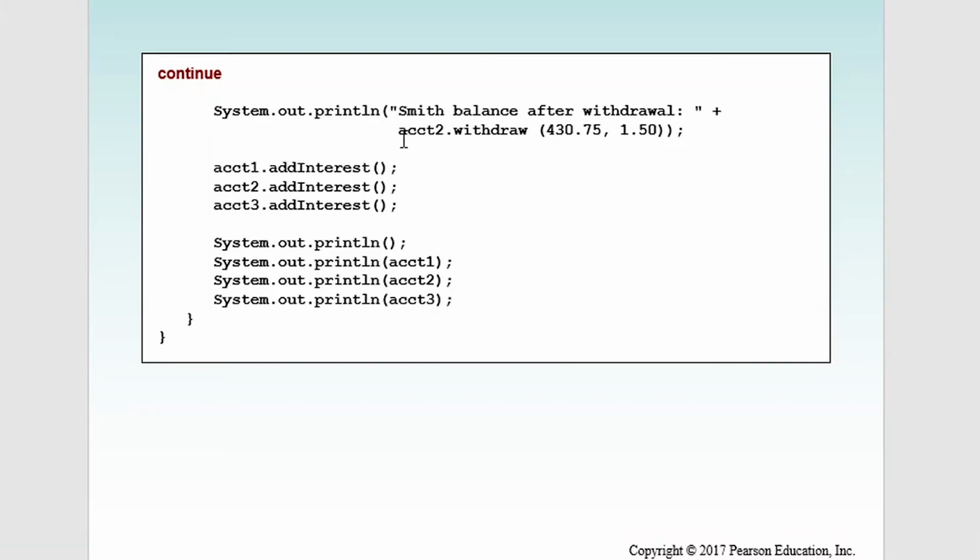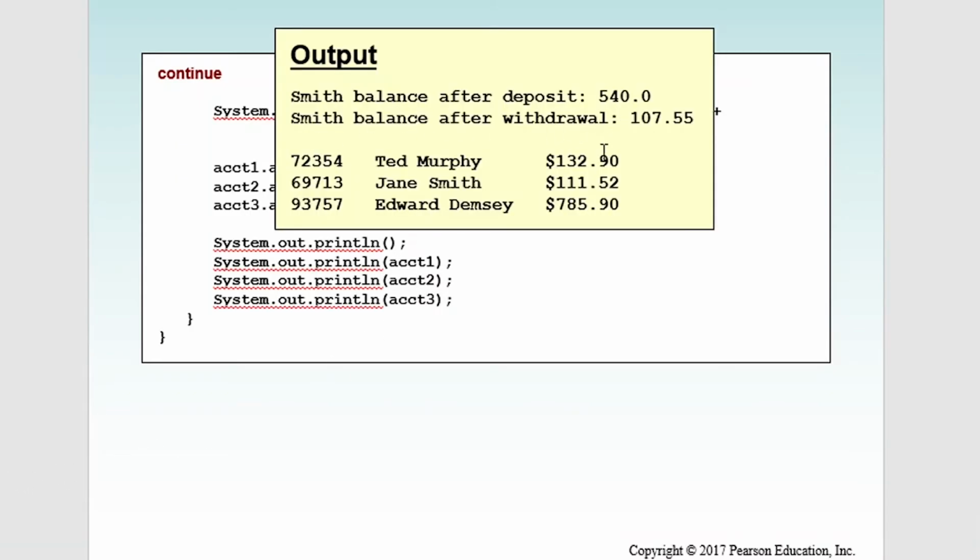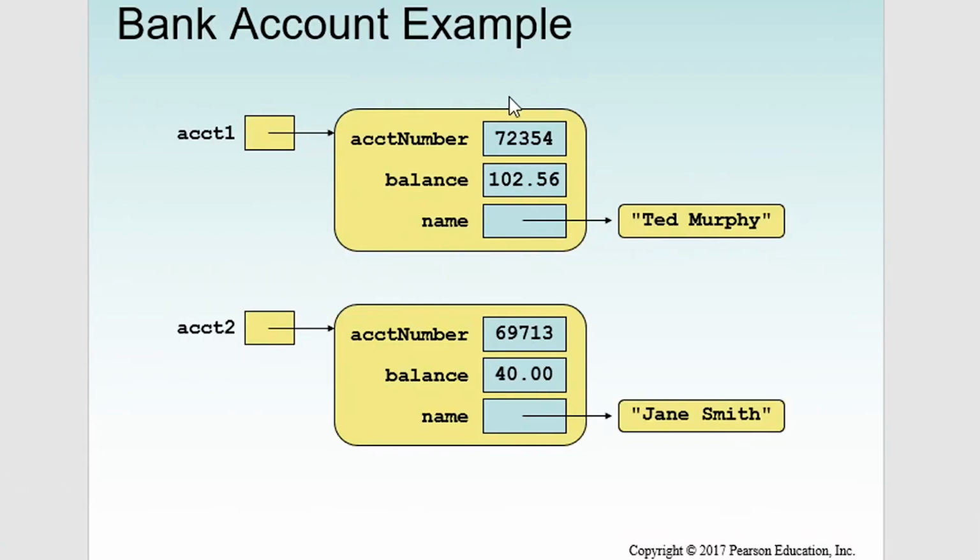Now they're concatenating this method to this string. This method does return the current balance after the withdrawal is complete. They add interest to all the accounts, and they print out the account object. Now whenever you print the account object, it's going to invoke the toString method. And here's what the output is going to look like. And now they're showing you a diagram of what an account object looks like. So an account object reference variable is going to hold instance data for account number, balance, and name. And the name variable is an object reference variable that's going to hold the name of the customer.